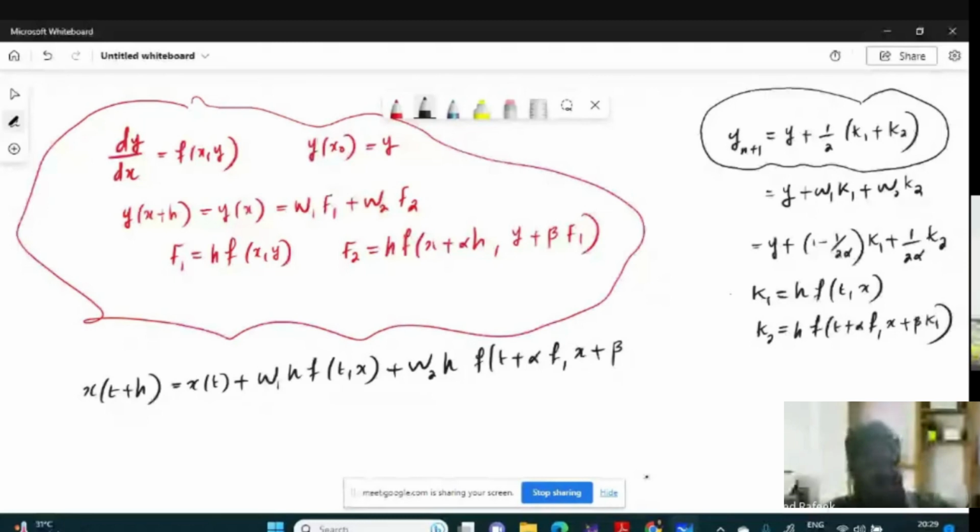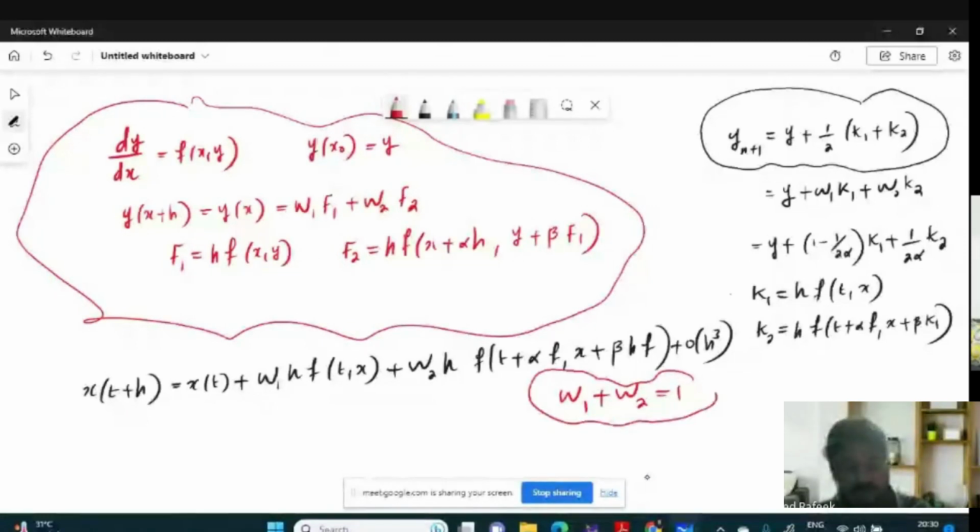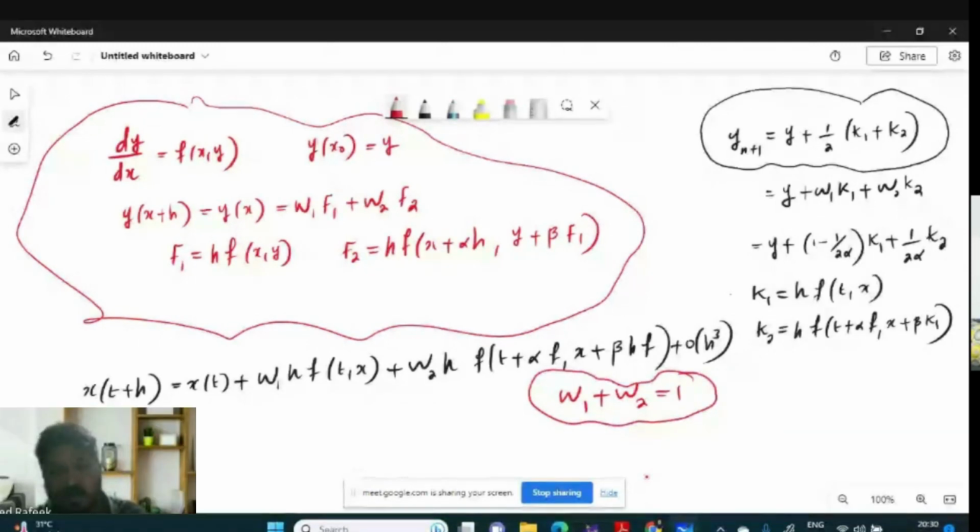Anyway, now this is the condition. What he told, that is correct. Very clear, very good one. w1 plus w2 should always be equal to 1. And one more formula: w2 alpha. This is one condition, w1 plus w2 should be equal to 1. And another one, w2 alpha equal to w2 beta equal to 1 by 2.